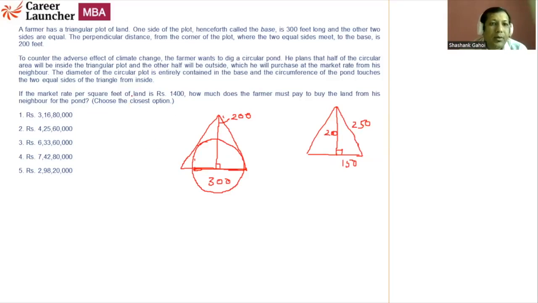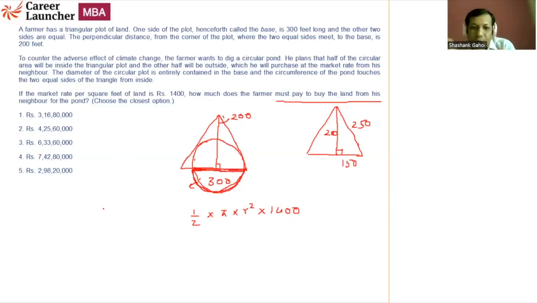Now, the market rate is given per square feet, and the question is asking how much money he should pay to his neighbor. So we are talking about this additional area that he is going to buy from his neighbor. So area into 1400, that's going to be the answer. This is going to be a semicircle, so its area comes out to be 1/2 times pi r square, and the price is 1400. So this is effectively my answer. So what is my job right now? My job is to figure out what the radius is.